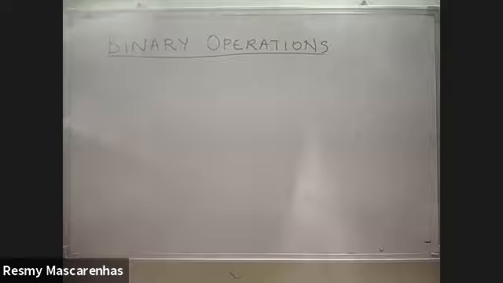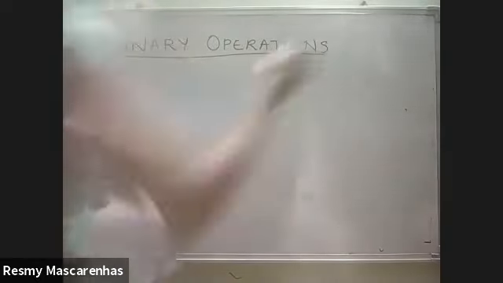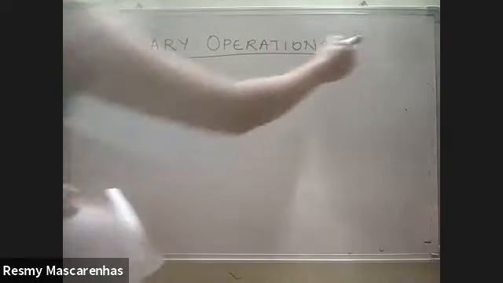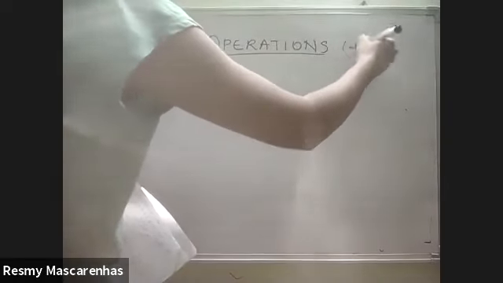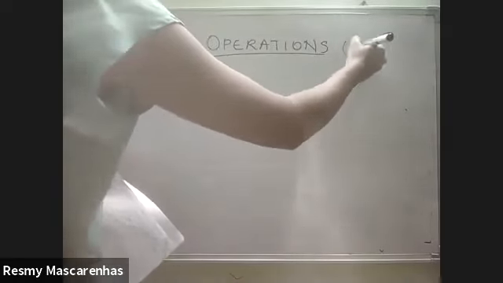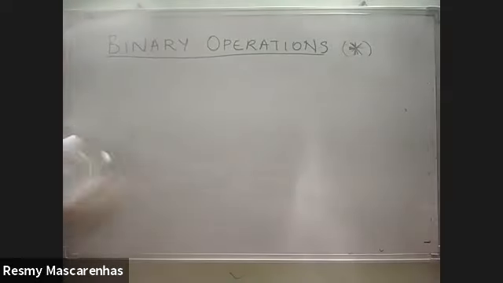Okay, so today's topic is binary operations. That will be the last topic on relations and functions. It is indicated by a star, this symbol. An operation star on a set A is a function from A cross A to A.